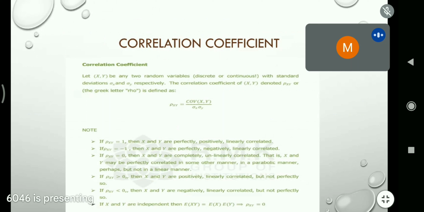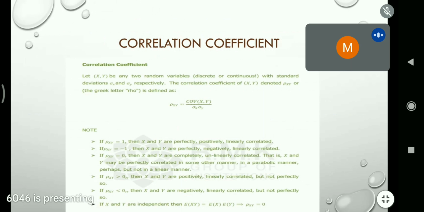Correlation coefficient. What is correlation coefficient? Let x, y be any two random variables, discrete or continuous, with standard deviations sigma x and sigma y respectively. The correlation coefficient of x, y, denoted rho xy, with the Greek letter rho, is defined as rho xy equal to covariance of x, y divided by sigma x sigma y.